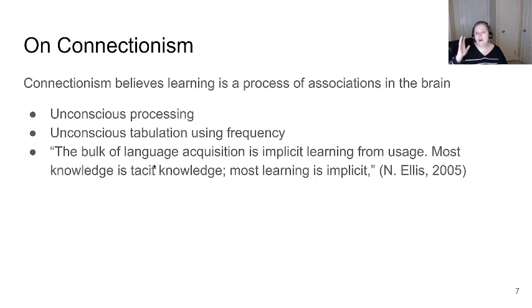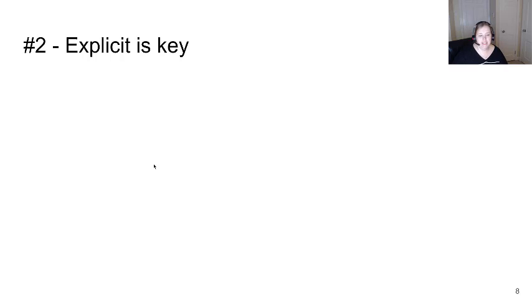Okay, so under connectionism, where you're talking about frequency and tabulation, they also talk about reliability of cues, but we will get back to connectionism towards the end of the semester. Then it would be implicit, right? Because me telling you a rule would not change the unconscious tabulation of frequency. Okay. So explicit is key.